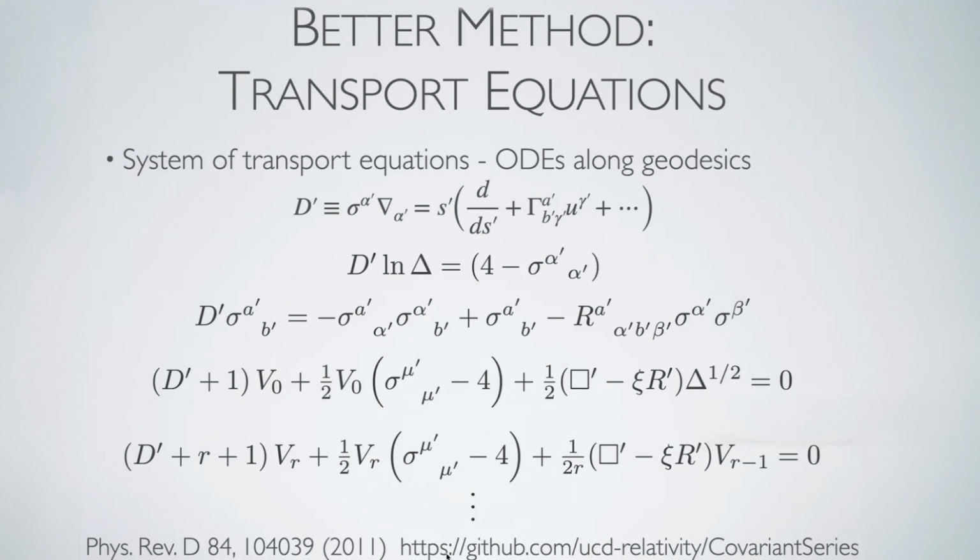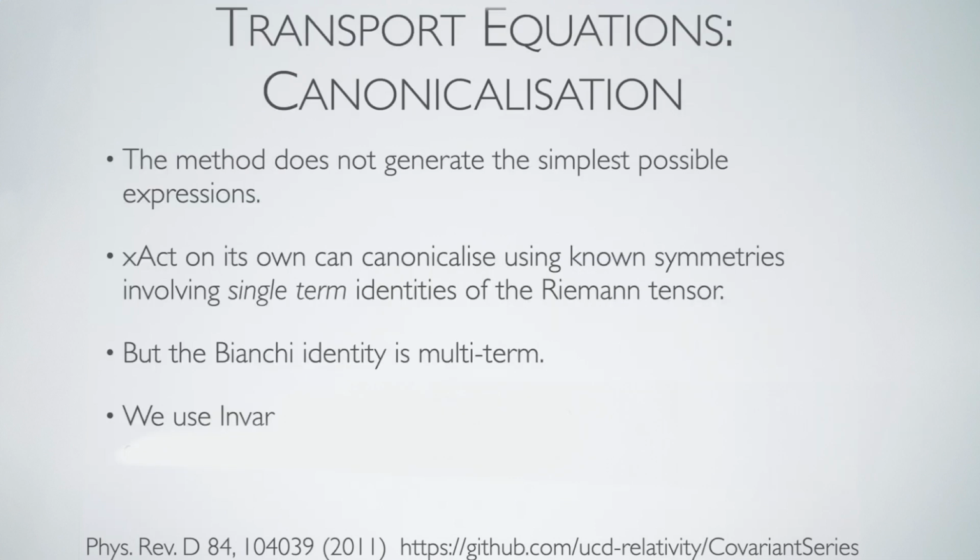That paper came with a package called covariant series. It's a Mathematica package that computes these V's for you and gives them in terms of the Riemann tensor. In principle, that's great, but the problem is that the results you get are not necessarily in the simplest possible form. So this covariant series package will spit out an expression, but it's not simplified. More precisely, it's not in a canonical form.